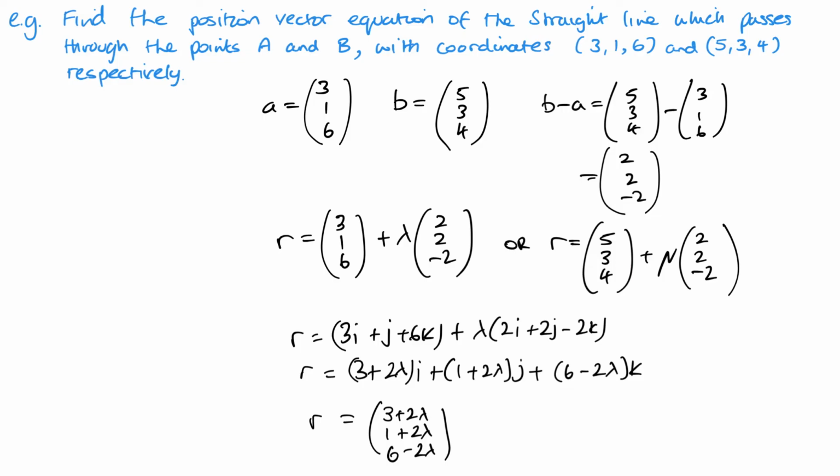Now it's also worth noting that while I've done B minus A, technically we could also do it the opposite direction. Our value of lambda or mu would be the opposite sign. So it is possible to do it another way as well.